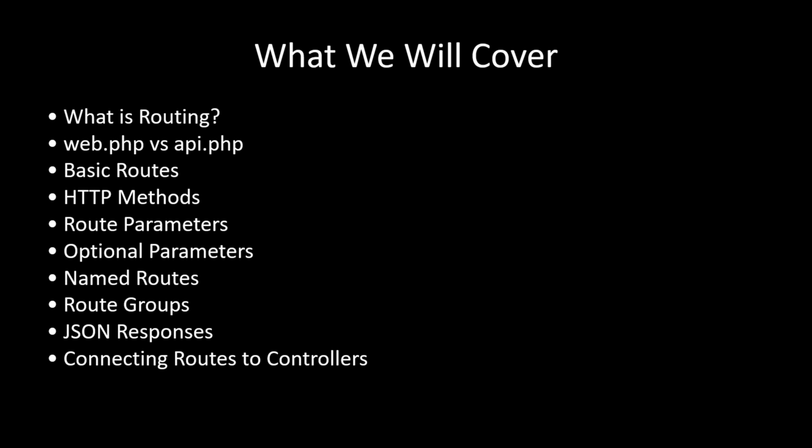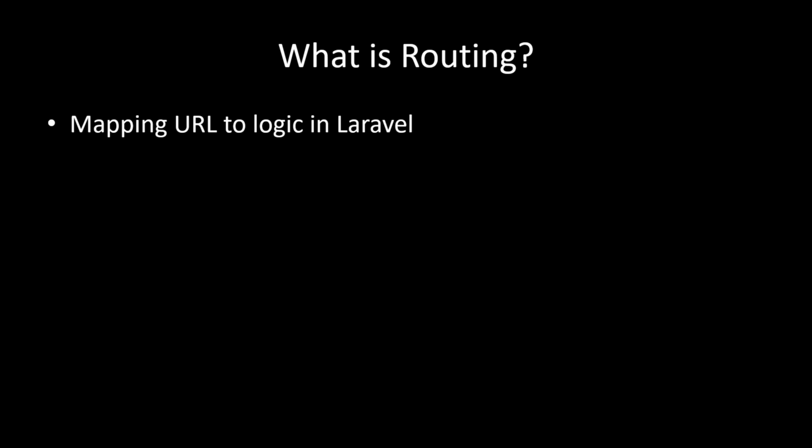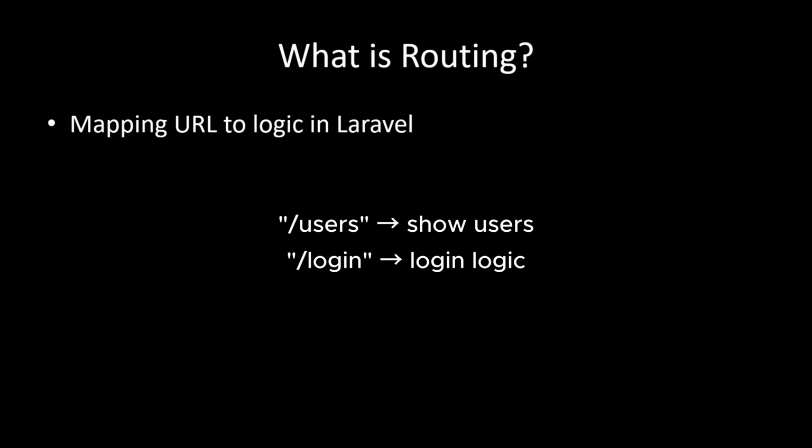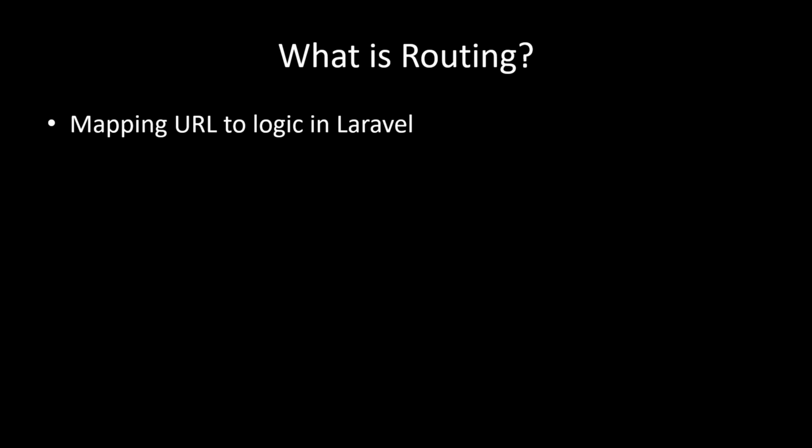So the first question in your mind is, what is routing? Routing is mapping a URL to a Laravel controller and function. Okay. So when you visit a URL, Laravel checks the route file and decides what code to run. Suppose you have a URL like users route for show user, login route for login user, register for register user.